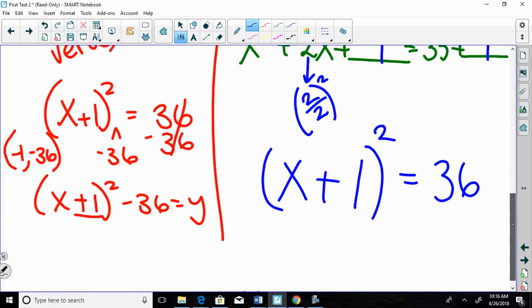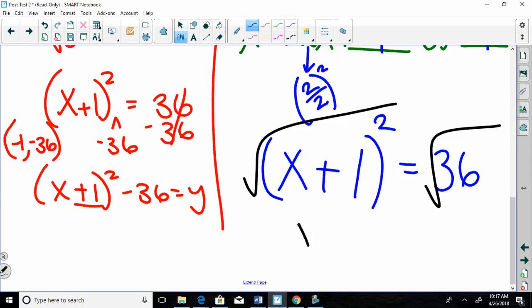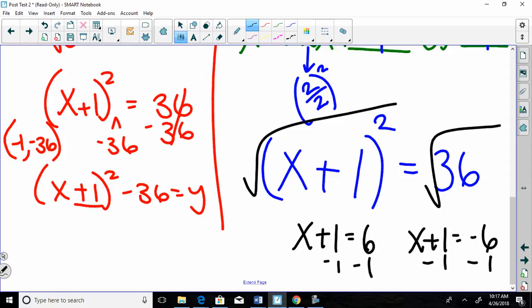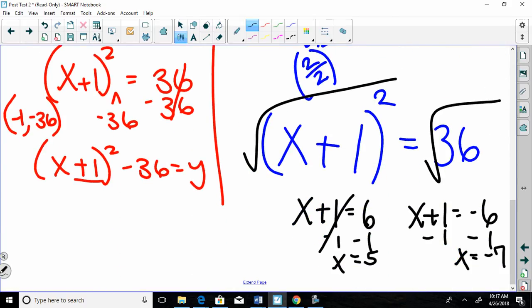Here they just want the x-intercepts. So how do I get rid of a square? Square root. What's the square root of 36? 6 and -6. And what do I do? Get x by itself. How? Subtract 1. So you end up getting x equals 5 and x equals -7. So that's your answer. But remember, if that's how the answers are, then it really doesn't matter which way you get it. If it's open-ended, though, you do have to go about things.